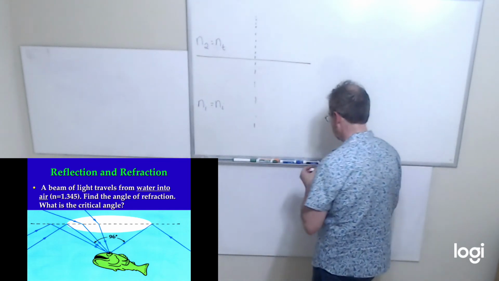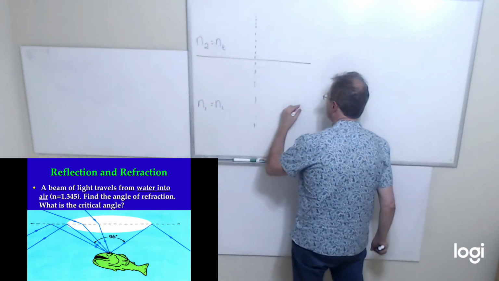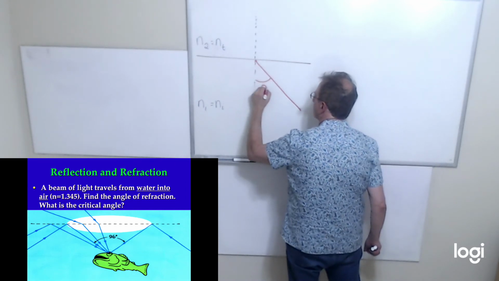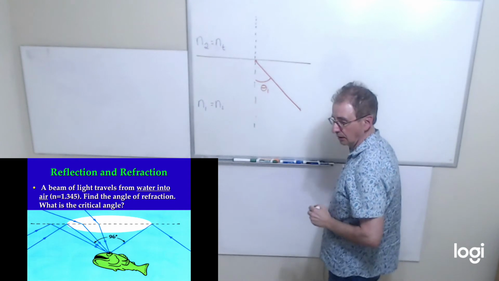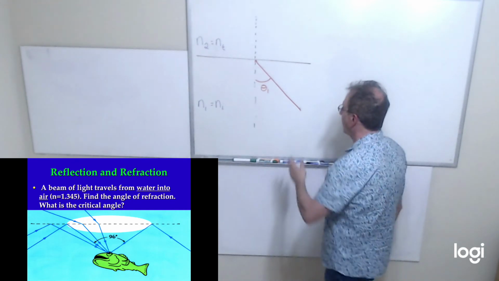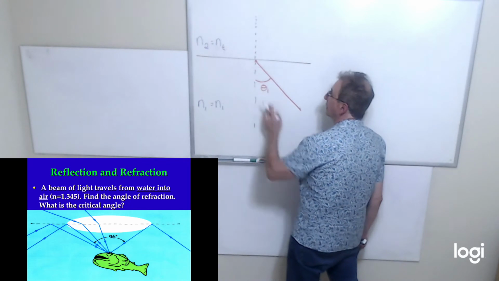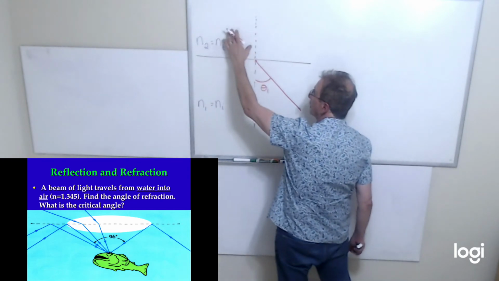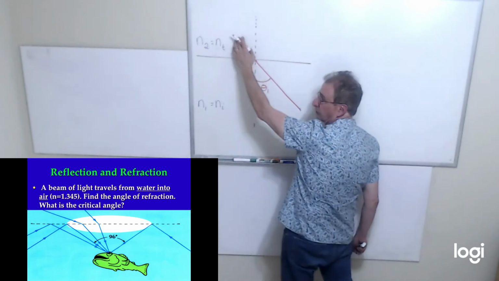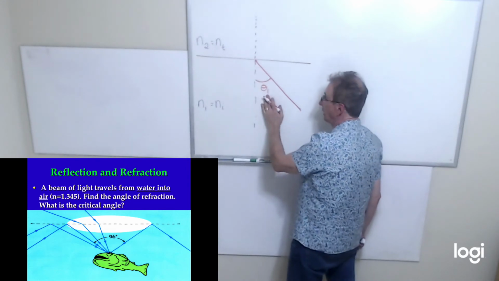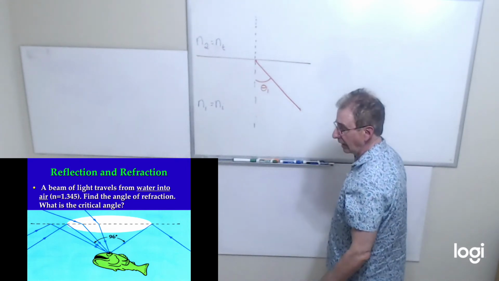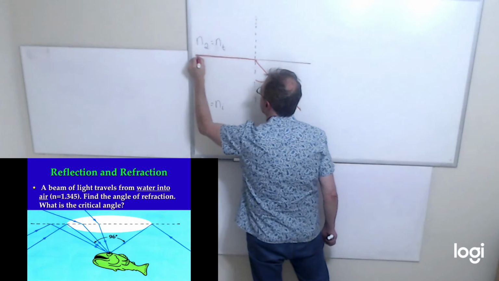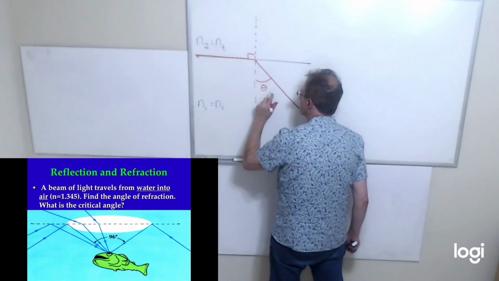Let's let light come in at some angle. We'll first call it theta 1. If the light comes in at an angle less than the critical angle, then light will go through and will be bent away from the normal. The angle of refraction will be bigger, or the angle of the transmitted wave will be larger than the angle of the incident wave. I want to look at the case where light gets refracted by 90 degrees. We call this the critical angle.